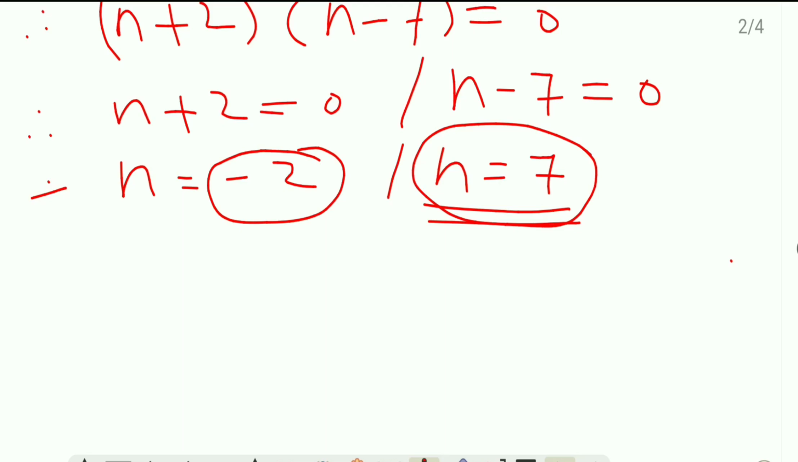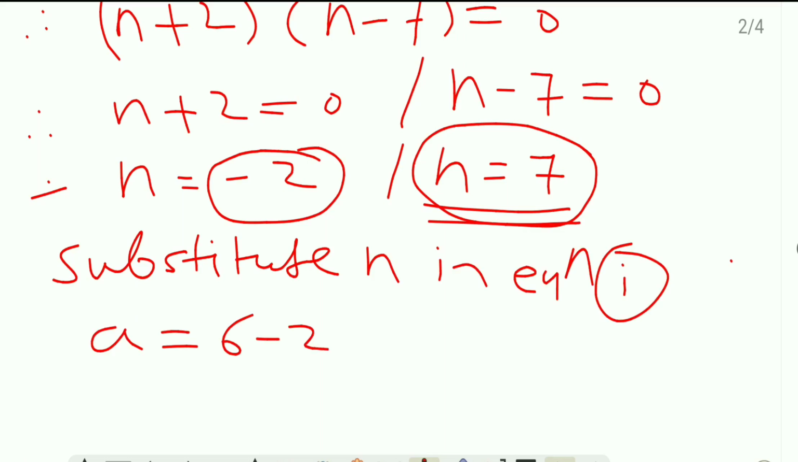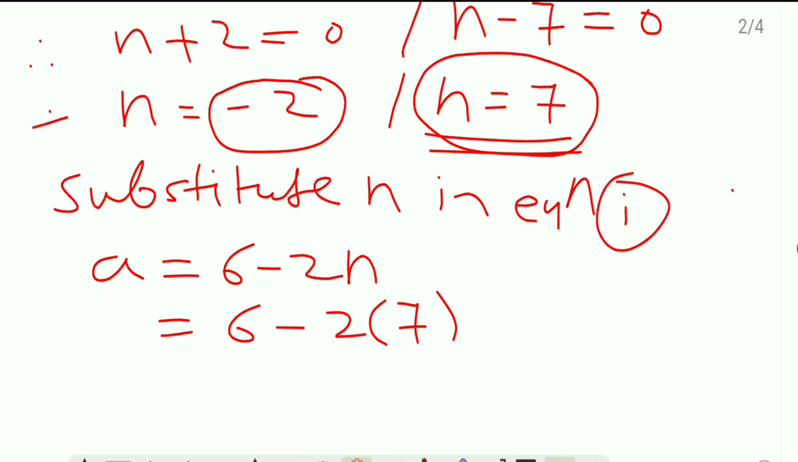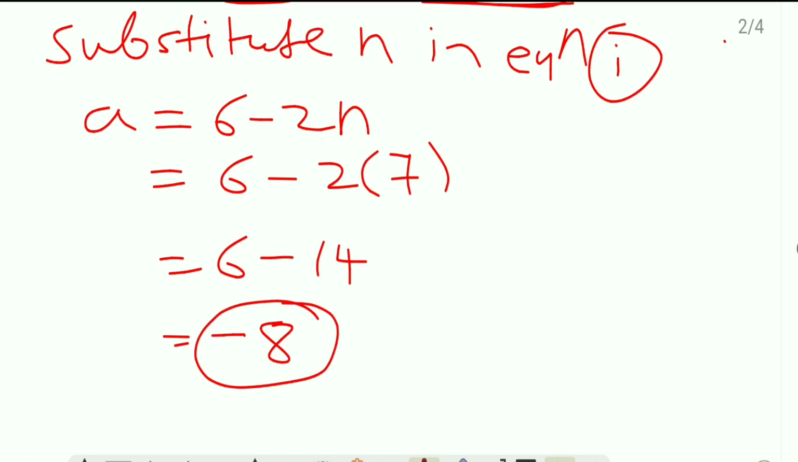Here I'll write down, substitute n in equation 1. Our equation 1 is a which is equal to 6 minus 2n. So which is equal to here 6 minus 2 into 7. It will come as 6 minus 14 which is equal to minus 8. So the value of a is minus 8. Right? Let us see the next sum now.